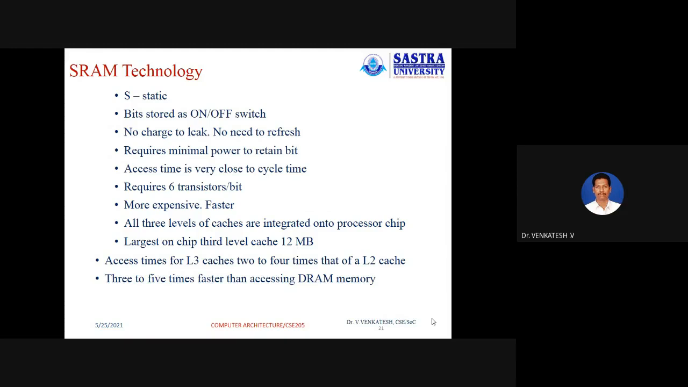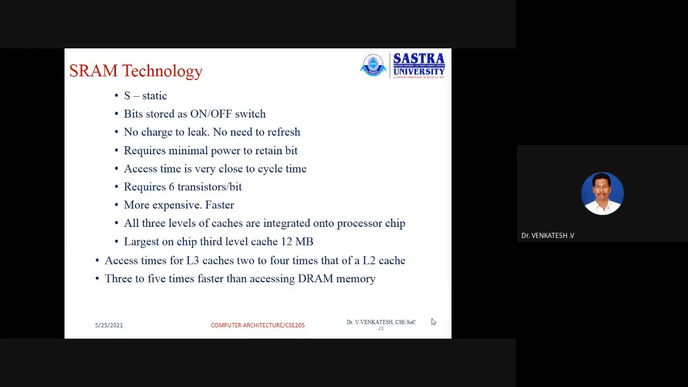In that case, S stands for static. That is very important. Now RAM, you all know, is random access memory. Sometimes it is called read and write memory or something like that. Random access memory means you can get the data from anywhere. That is why it is called random access memory.